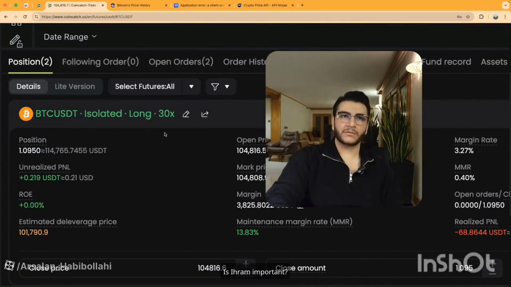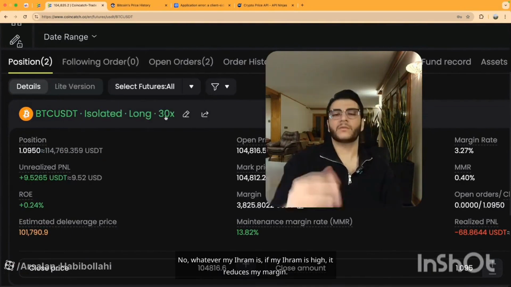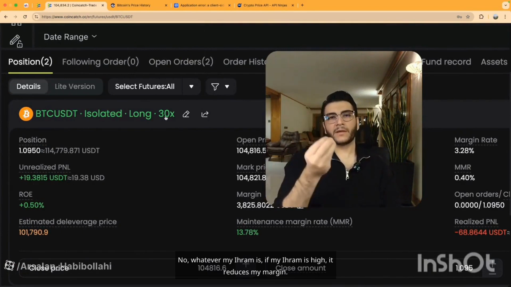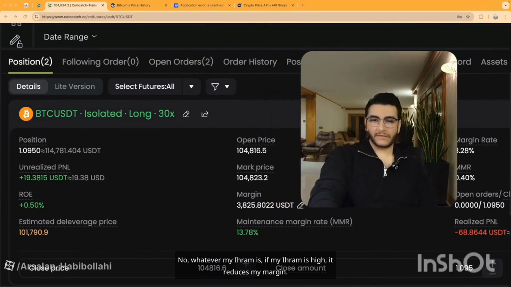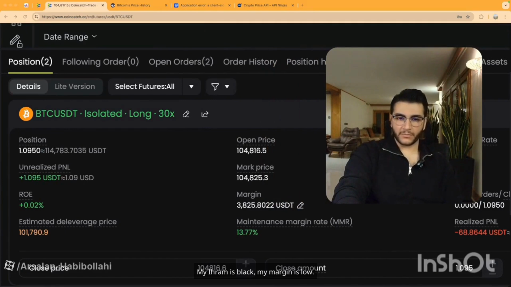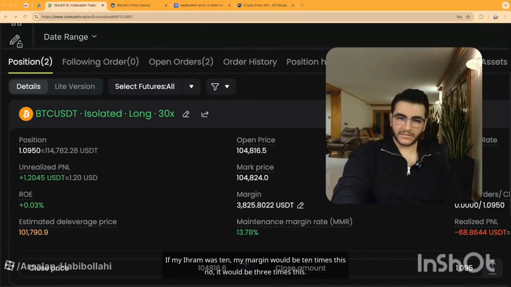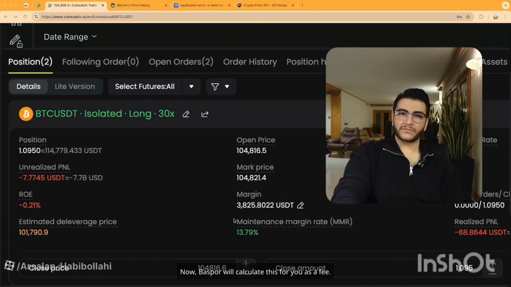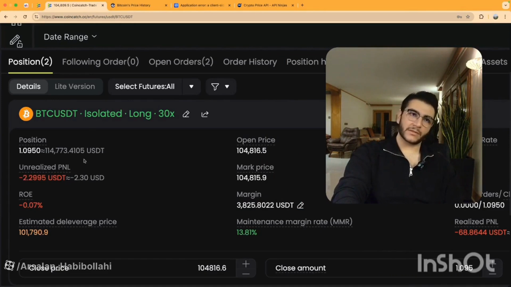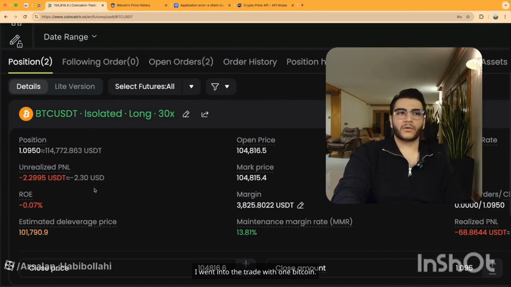Is leverage important? No. Did I change my leverage? No. Whatever my leverage is. If my leverage is high, it reduces my margin. If my leverage was 10, my margin would be 10 times this. No, it would be 3 times this. Now, it will calculate this for you as a fee. I put 3,000 and 60 in margin. I went into the trade with 1 Bitcoin.